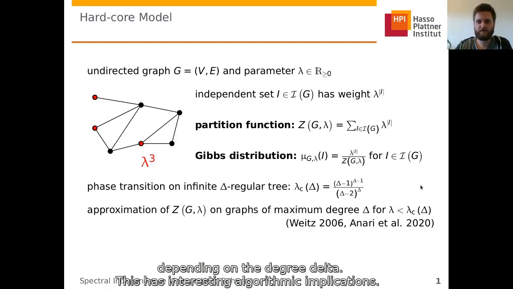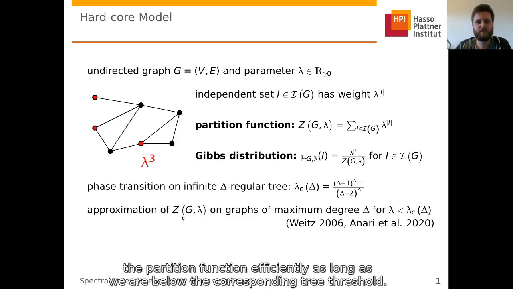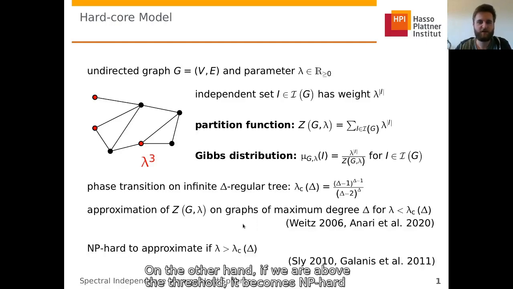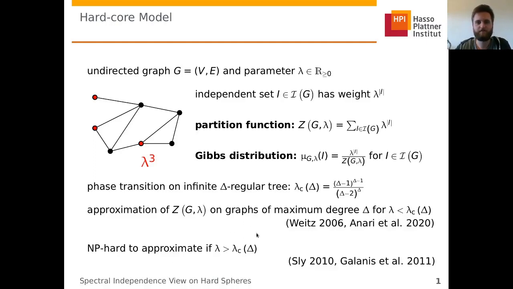Now, this has interesting algorithmic implications. So, for example, for a general graph of maximum degree delta, it's known that we can approximate the partition function efficiently as long as we are below the corresponding tree threshold. On the other hand, if we are above the threshold, it becomes NP hard to approximate the partition function on general graphs of maximum degree delta.